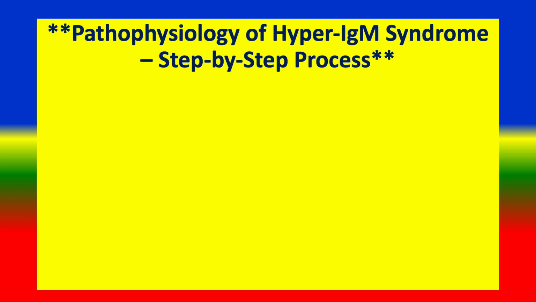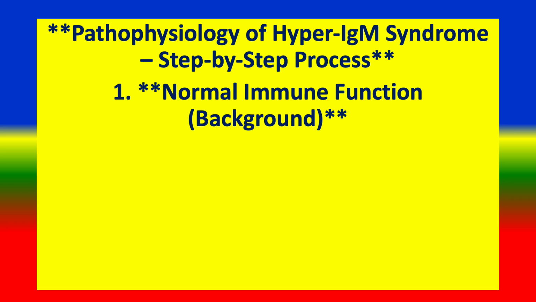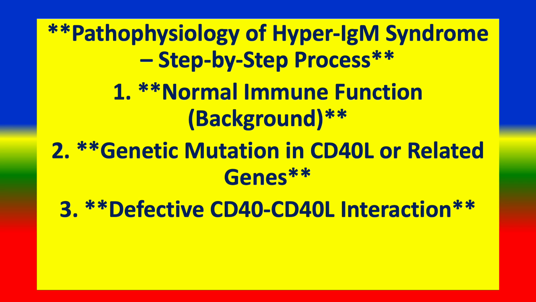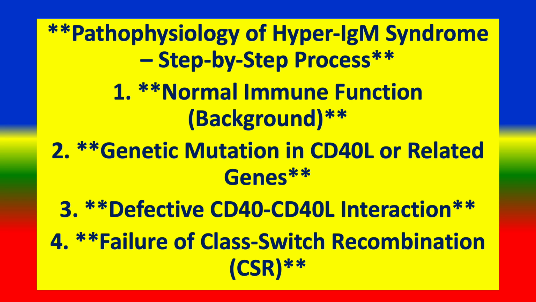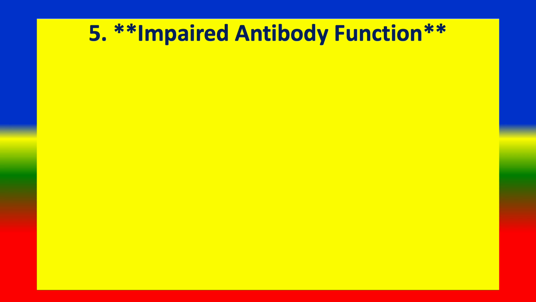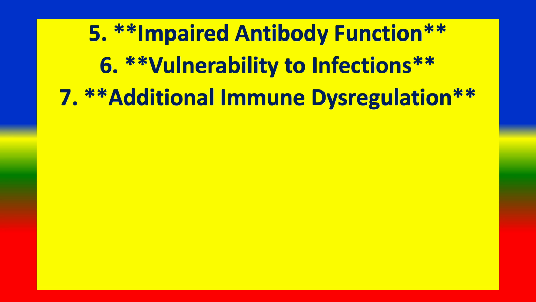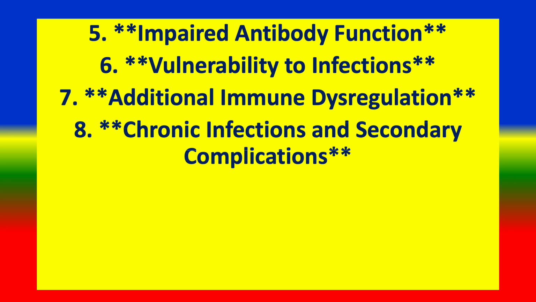Pathophysiology of hyper IgM syndrome. Step-by-step process. 1. Normal immune function. 2. Genetic mutation in CD40L or related genes. 3. Defective CD40L interaction. 4. Failure of class switch recombination (CSR). 5. Impaired antibody functions. 6. Vulnerability to infections. 7. Additional immune dysregulation. 8. Chronic infections and secondary complications.